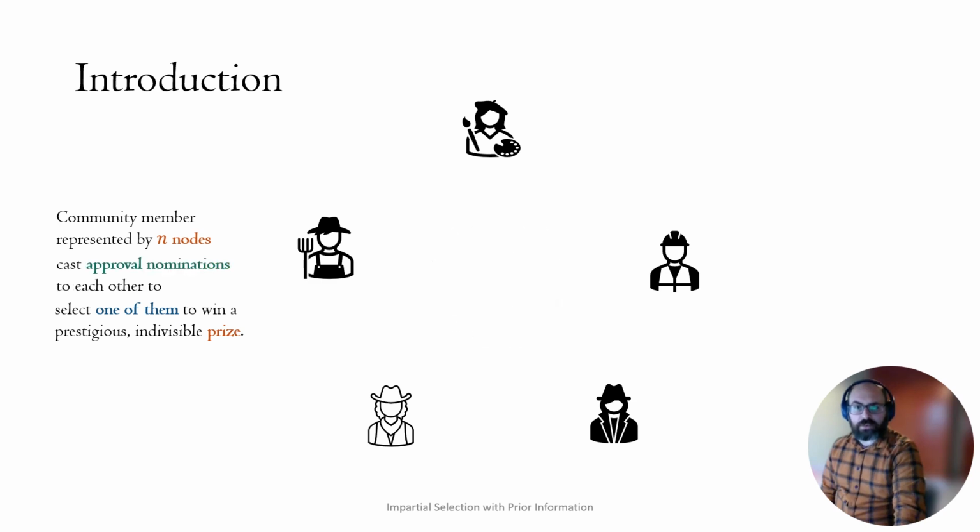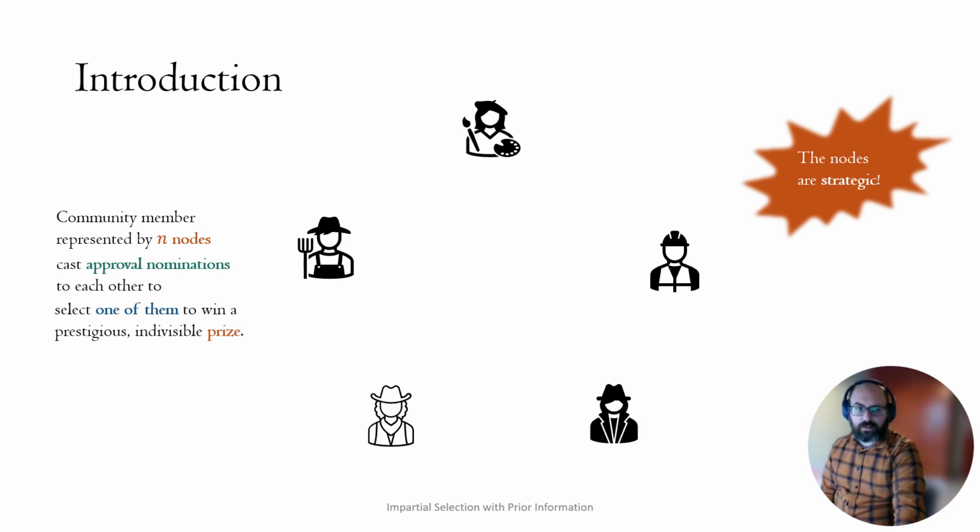The nodes have subjective preferences on which should win the prize, and they are allowed to cast approval votes to select the winner. The community members are, however, not honest, and they may misreport their preferences if this could help them win the prize.